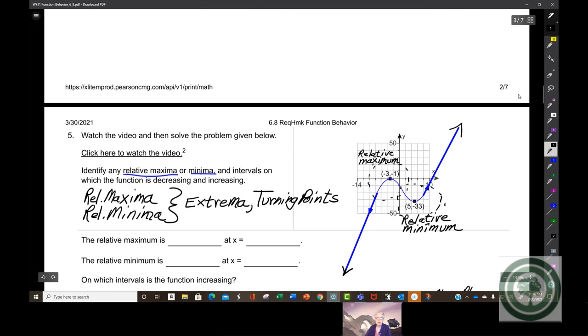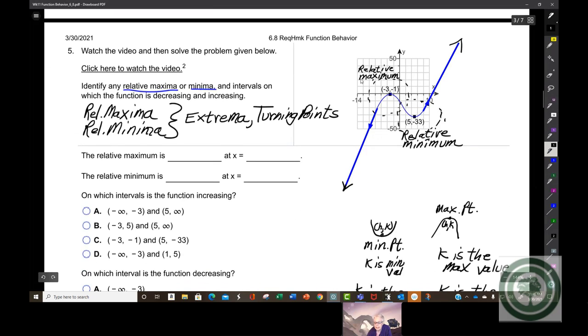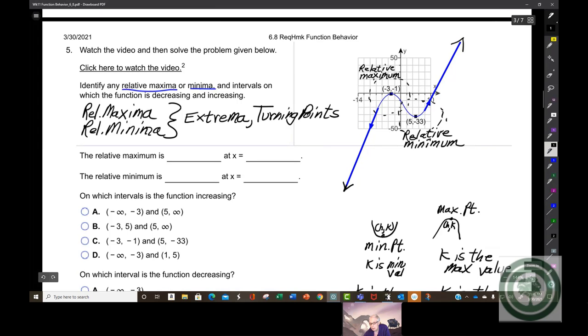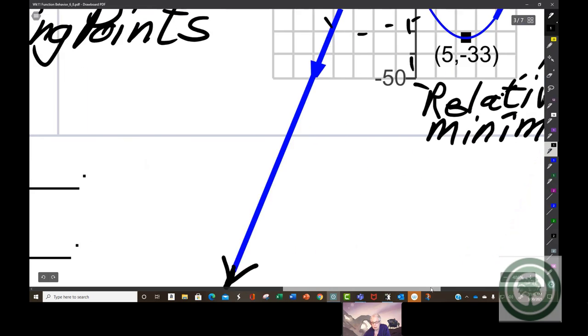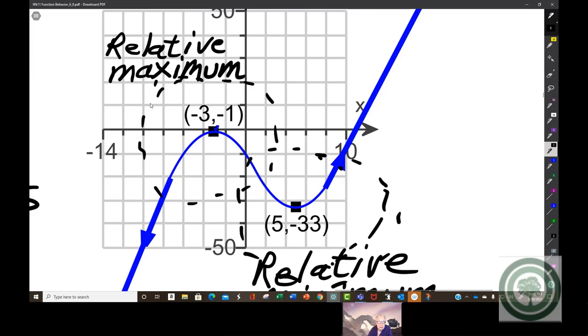Okay, so it's the same thing here. The relative maximum is the y-coordinate of the relative maximum point. That would be, let me make this bigger, and then go over there. The relative maximum is -1. The relative minimum is -33. It's like the altitude of the relative maximum point and the altitude of the relative minimum point.